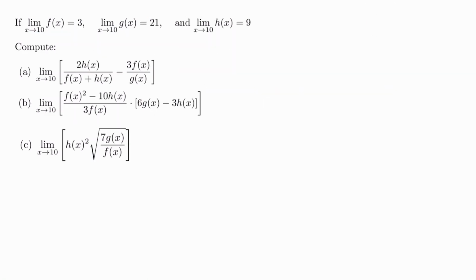So for this one, we've got f of x is equal to 3, g of x is 21, and h of x is 9 for the limits as x approaches 10. So let's work through our problems. We've got A here, we've got 2 times h of x, which is 9, divided by f of x plus h of x. And this is minus 3 times f of x divided by g of x.